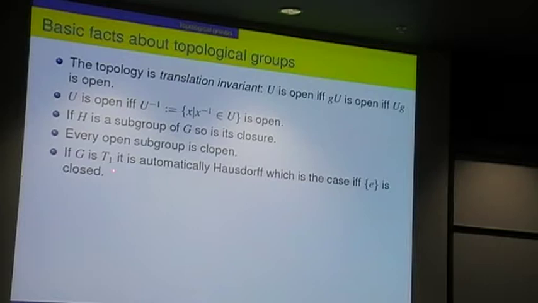If G is T1, so that means given a pair of points, there's an open set around one of them that doesn't contain the other, and vice versa, but not necessarily that you have a pair of disjoint open sets. That's the T2 condition, Hausdorff. But in topological groups, actually, if you're T1, you're automatically T2.